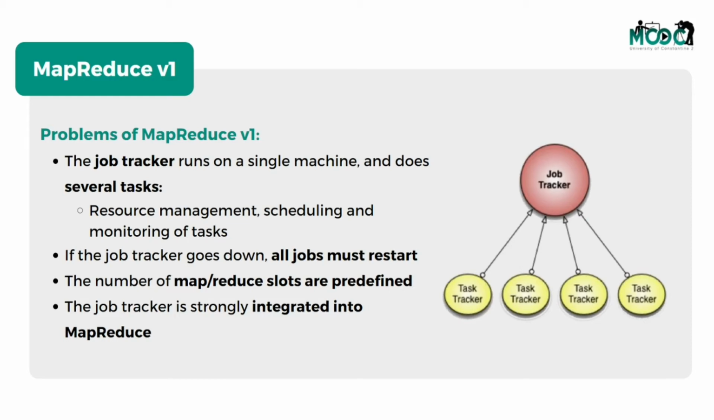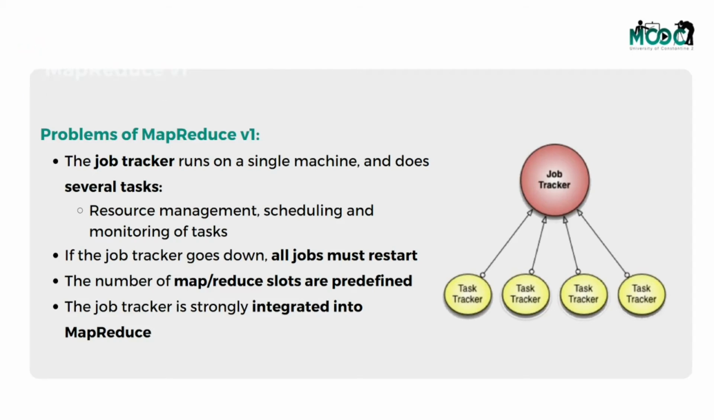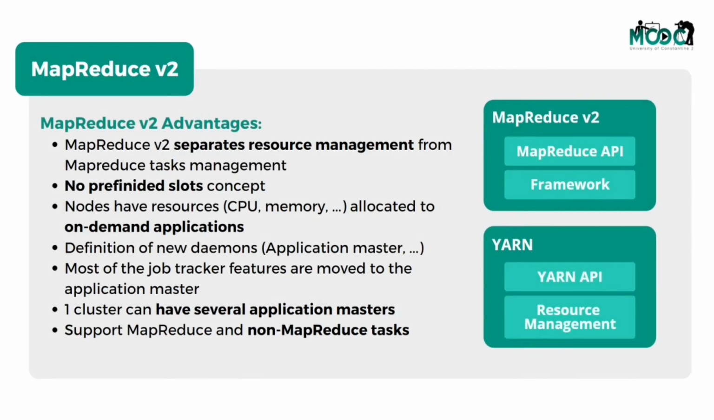The predefinition of slots also triggered problems. Therefore, version 2 of MapReduce overcame all these problems by separating resource management tasks from the ones of MapReduce. No predefined slots concept exists. The nodes have their own resources and they are allocated to applications on demand. There was a new definition of new daemons, so most of the job tracker's features were moved to the application master. A cluster could have several application masters, and this version supported both MapReduce and non-MapReduce applications.